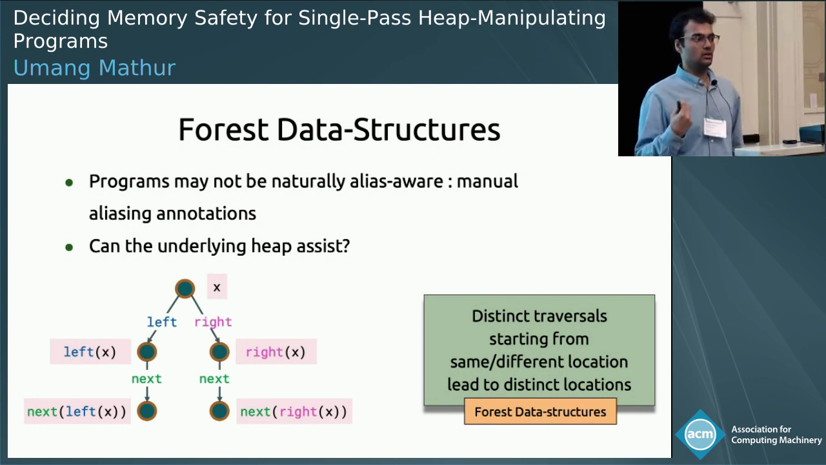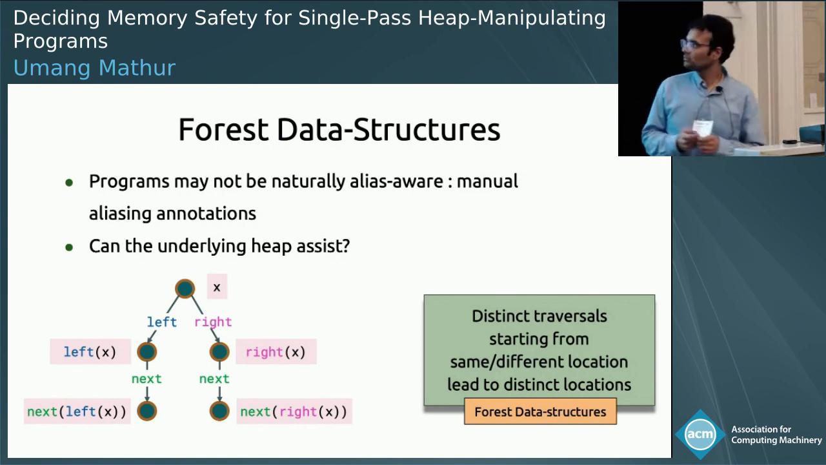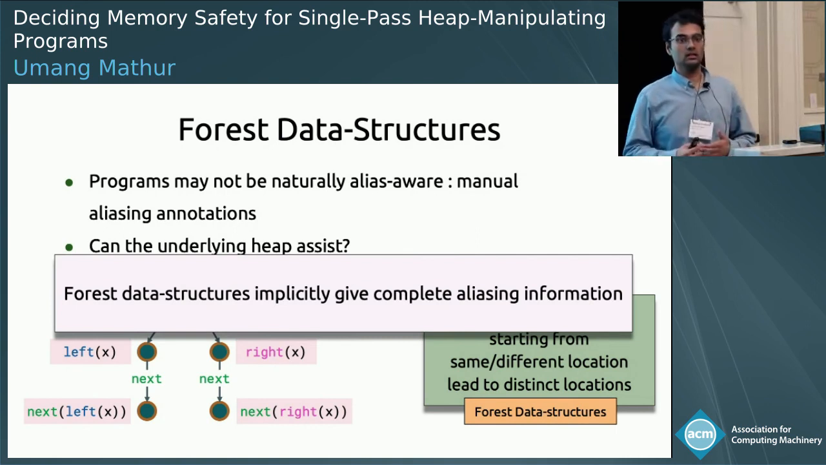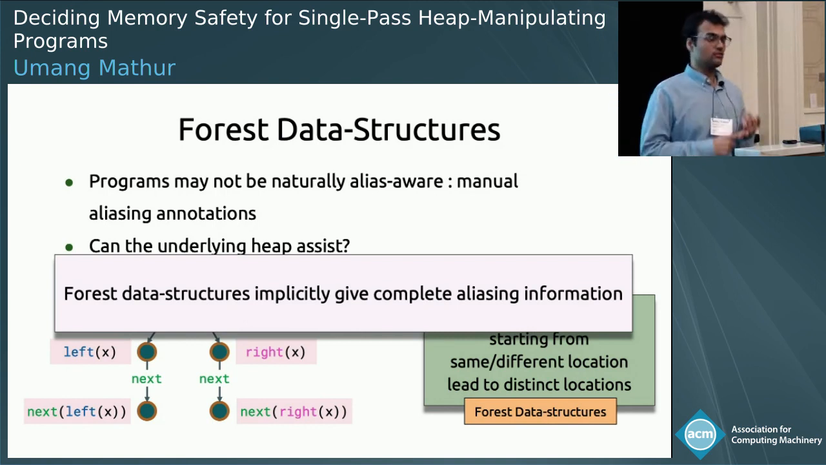Basically, this is the class of heaps, wherein different traversals from a given location, or perhaps from two different locations, give you different locations. Or intuitively, it's a class of collection of trees and lists. So it turns out that for forest data structures, aliasing information comes for free, and therefore you can get completely automatic reasoning for such heap structures. And therefore, in the presence of coherence and alias awareness, and for the class of forest heap structures, verification is completely automatically decidable.